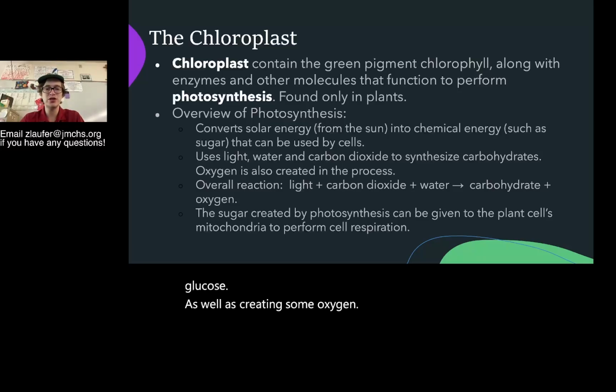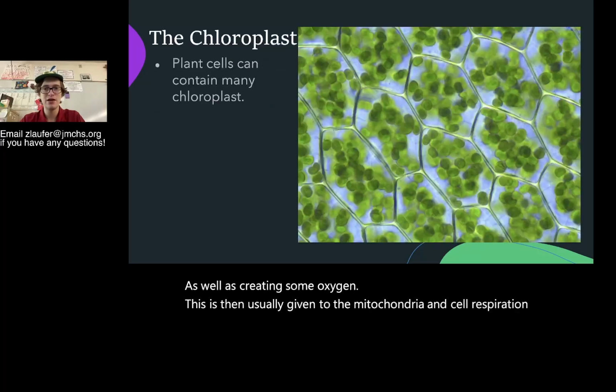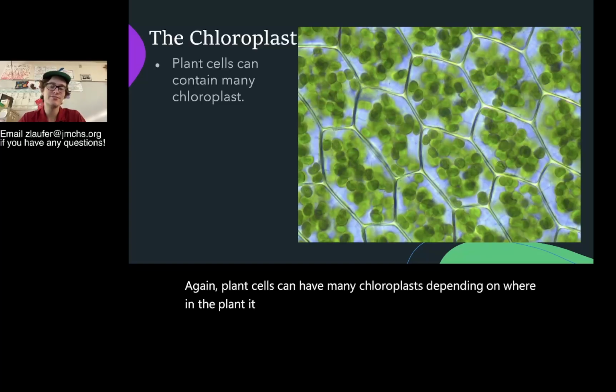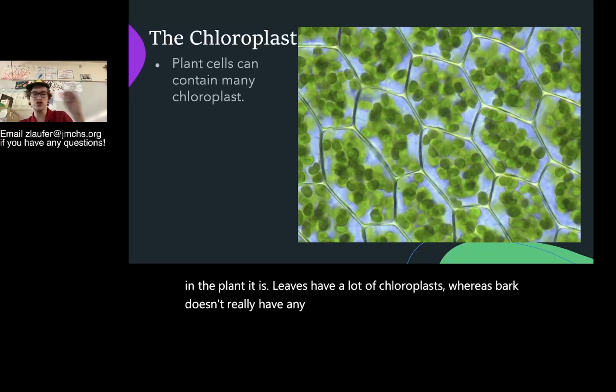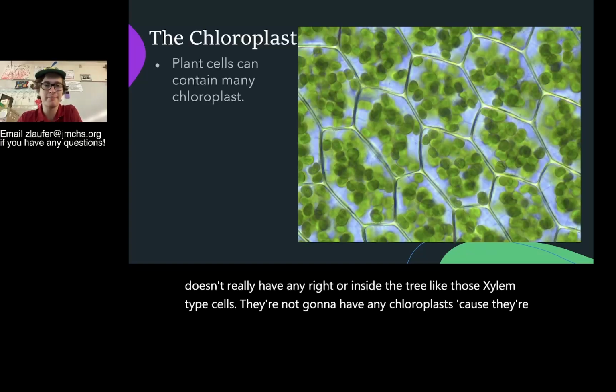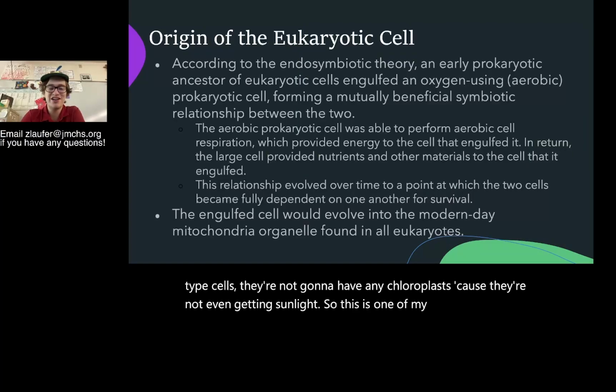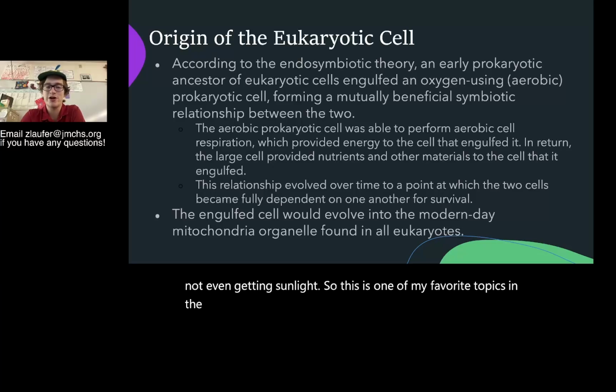This is then usually given to the mitochondria, and cell respiration happens. Again, plant cells can have many chloroplasts, depending on where in the plant it is. Leaves have a lot of chloroplasts, whereas bark doesn't really have any, right? Or inside the tree, those xylem-type cells are not going to have any chloroplasts because they're not even getting sunlight.